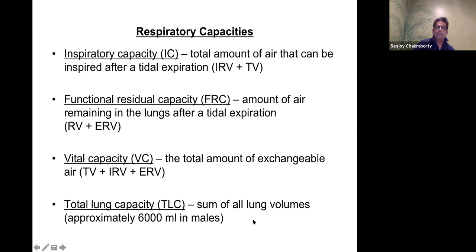Finally, total lung capacity, meaning the maximum amount of air your lung can hold. It's more than 6 liters. So that's the maximum. When you take a deep breath, that is the amount in your lung. It's called total lung capacity.